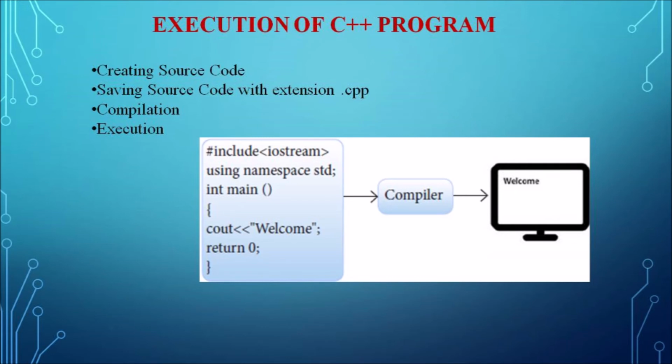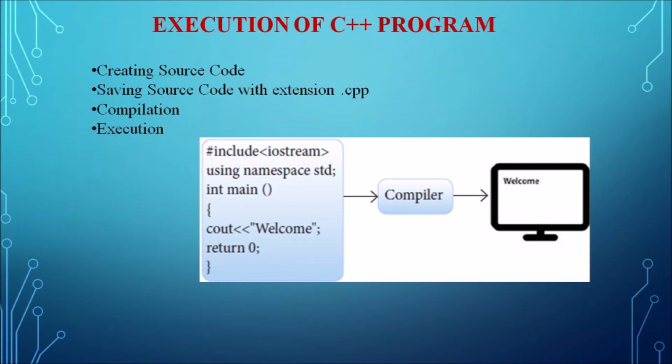So creating the source code is nothing but typing and editing valid C++ code as per the syntax, as per the rules followed by the C++ compiler. So the first step is we have to create the source code. And the next one is we have to save the source code with the extension .cpp. It means that we have to type the file name .cpp.